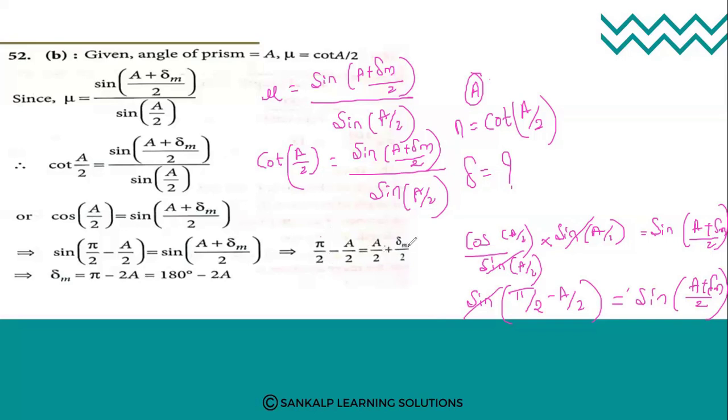Okay, so we require only the angle of minimum deviation. If I transfer this A by 2 to the other side, it will be minus A by 2. So minus A by 2 minus A by 2 will be minus 2A by 2, and the 2 will get cancelled. So here we have pi by 2 minus A. Further, it will be pi minus 2A, which is equal to delta m. So delta m is the angle of minimum deviation. This will be 180 degrees minus 2A, which is equal to delta m.